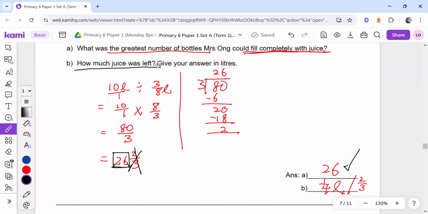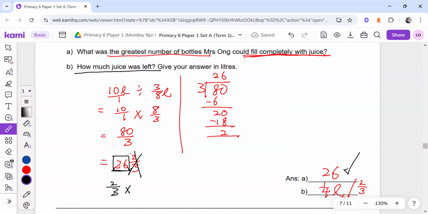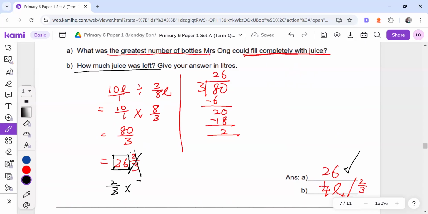Shortcut. Okay, shortcut. Open your ears. You take 2/3, just multiply by the capacity of one bottle, which is 3/8 liters. Just take 2/3 times 3/8, and you will get the leftover. So cancel, cancel. 2 divided by 2, 8 divided by 2. Then 1 times 1, you get 1. And then 1 times 4, you get 4. So how much juice was left over?